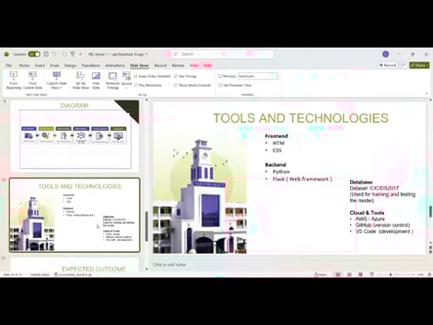Tools and technologies we used. For the front end, we used HTML and CSS to design the user interface. For the back end, we used Python and the Flask framework to handle the logic and deployment. For the database, we used the CICIDS 2017 dataset for training and testing. In terms of cloud and tools, we used AWS for the deployment, GitHub for version control, and VS Code for the development. Next will be continued by Prajwal.